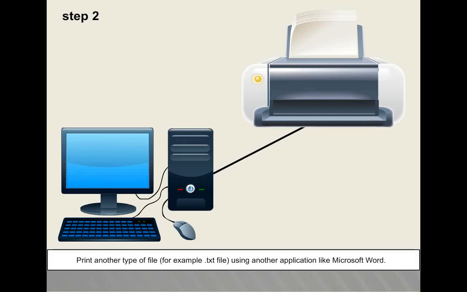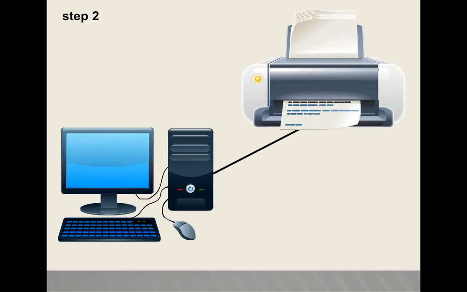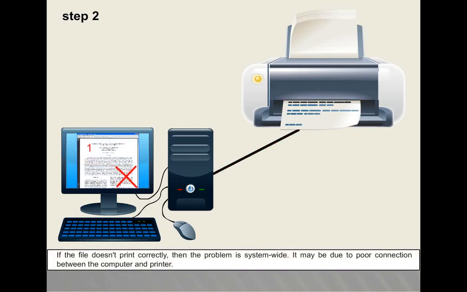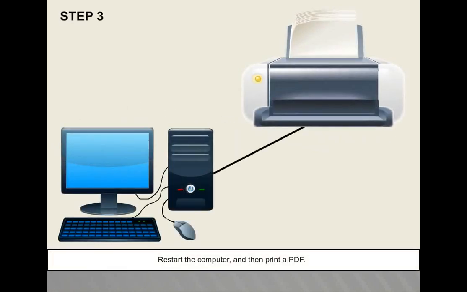Step 2. Print another type of file, for example .txt file, using another application like Microsoft Word or WordPad. If the file prints correctly, then the problem is with Acrobat application. If the file does not print correctly, then the problem is system-wide. It may be due to low system resources, insufficient memory on printer, or due to poor connection between the computer and printer. Go to step 3.